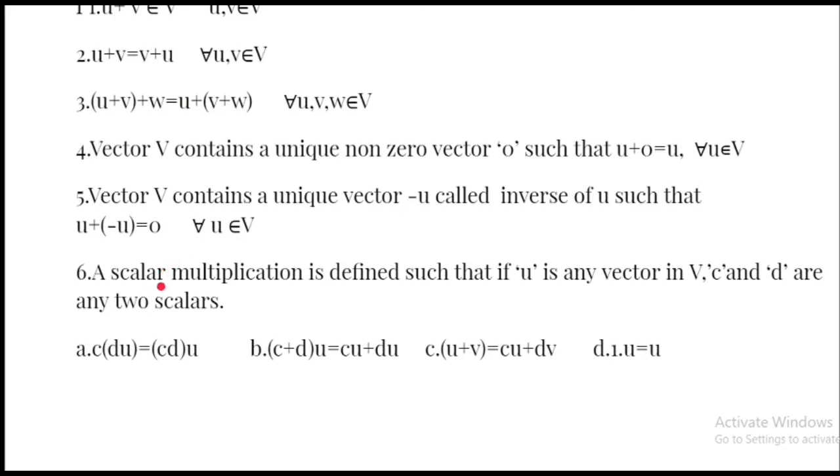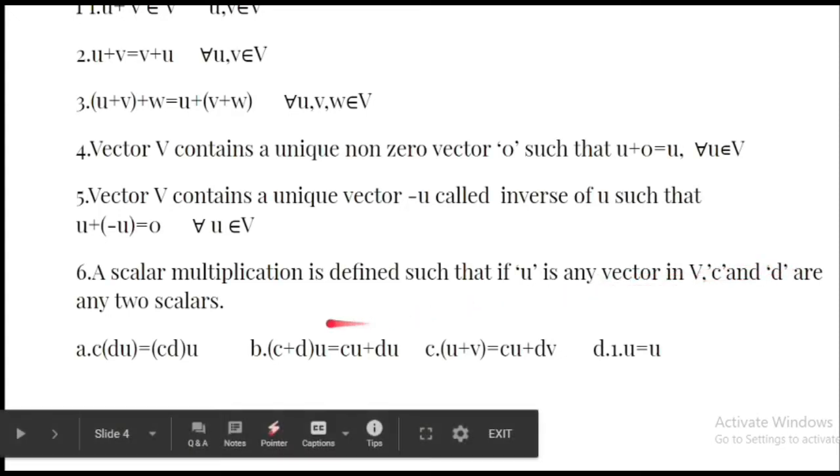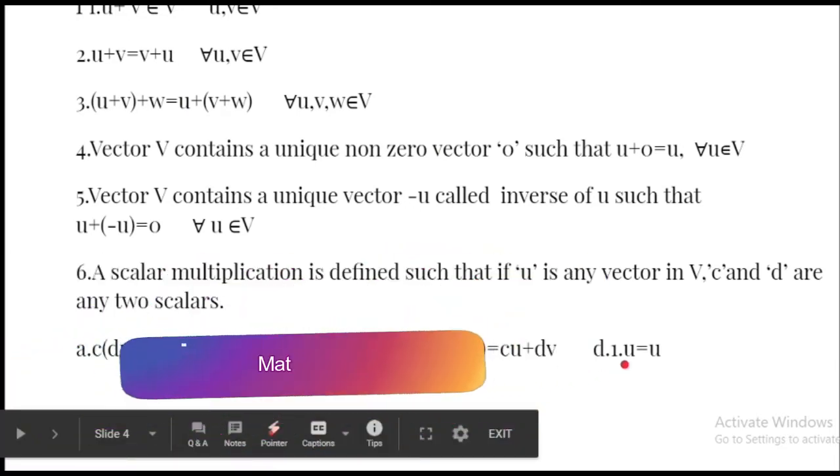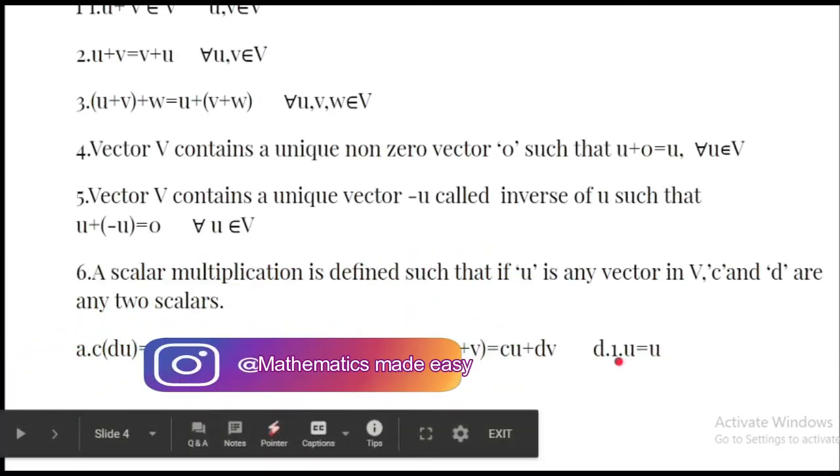Now let's have the last properties. A scalar multiplication is defined such that if u is any vector in V, and c and d are any two scalars, then a scalar is multiplied over d u, so here we are going to get (cd) of u. Next, (c plus d) u is equal to c u plus d u. Next, c times (u plus v) is equal to c u plus c v. Next, 1 times u is equal to u, meaning here 1 is the multiplicative identity. So all these are the properties for vector spaces.